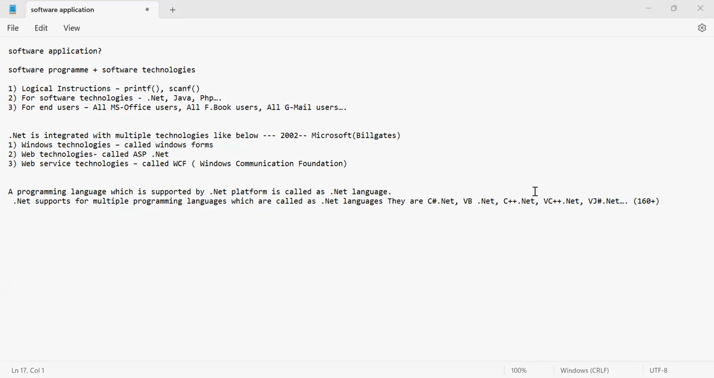You can see the Notepad, just to write something for your notes. A programming language which supports the .NET platform is called a .NET language, right? Multiple languages support .NET. Someone may ask you, do you know what programming languages are used in .NET? You would say, C sharp is the only one, right? Why did this guy ask me this question stupidly?